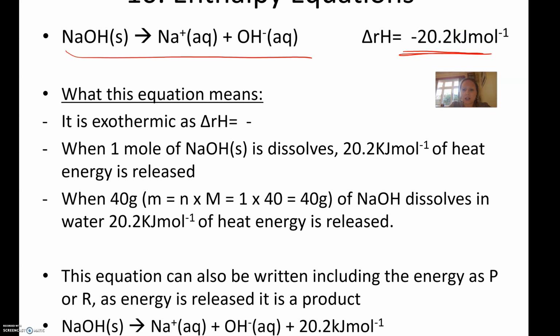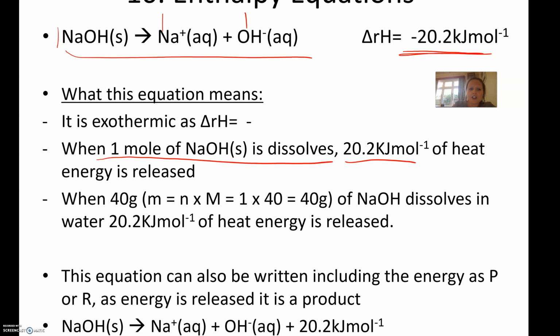The other way of looking at this is, what does all this information actually mean? Because this is a 1 to 1 to 1 ratio, we could say that when 1 mole of sodium hydroxide dissolves, 20.2 kilojoules of heat is being released. So that's what we can take from that.